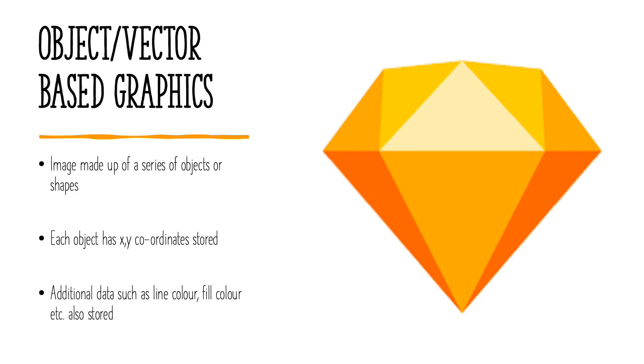An alternative to the bitmap way of representing images is to use what's called object or vector-based graphics. Instead of storing individual pixels for the image, an object or vector-based graphic image is made up of a series of independent shapes or objects. Each of these shapes has XY coordinates stored about them, just like you might an image on a graph, and there's also individual data stored about the image to do with its line colour, its fill colour, etc.